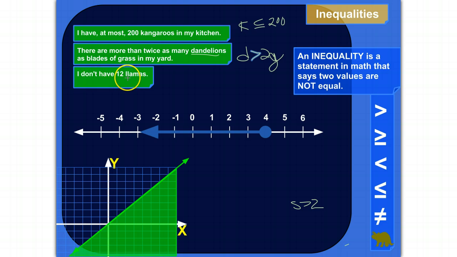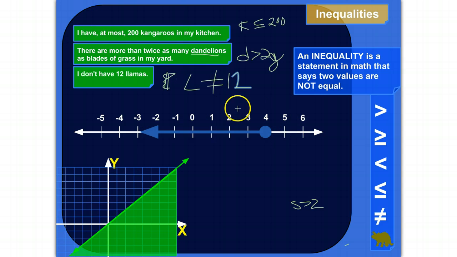Okay, I don't have 12 llamas. So I could say llama, L for llama. I don't have 12. I don't know if I have more than 12. I don't know if I have less than 12. But whatever it is, I don't have exactly 12. So actually, I'm gonna do a capital L, because a double L kind of looks like an 11. Okay, llama not equal to 12. That's all I can say based on this information. However many llamas I have, it's not equal to 12. Could be more, it could be less. Who knows? Alright, so these are sort of verbal situations.